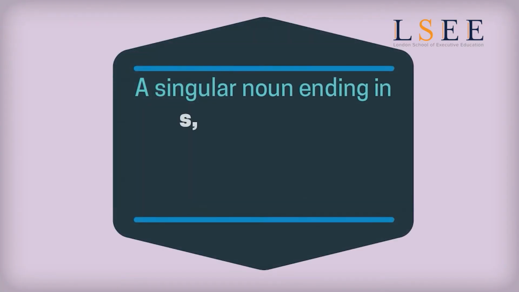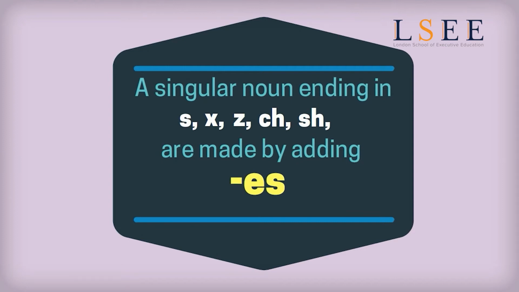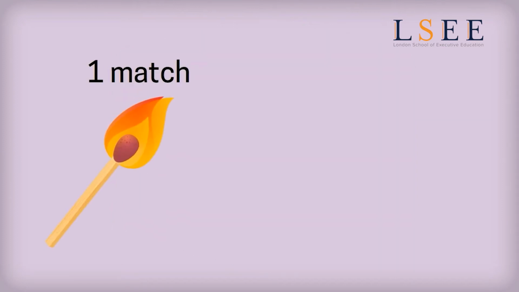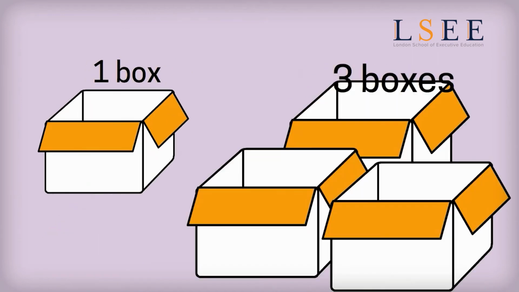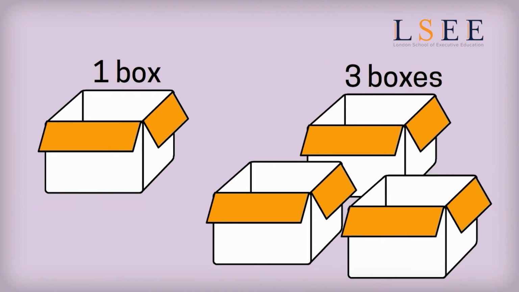A singular noun ending in s, x, z, ch, sh are made by adding es. 1 match, 2 matches, 1 box, 3 boxes.